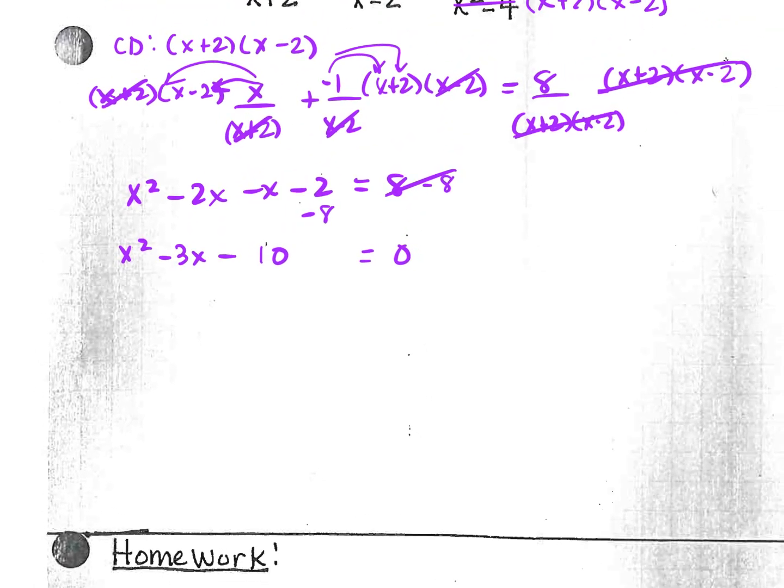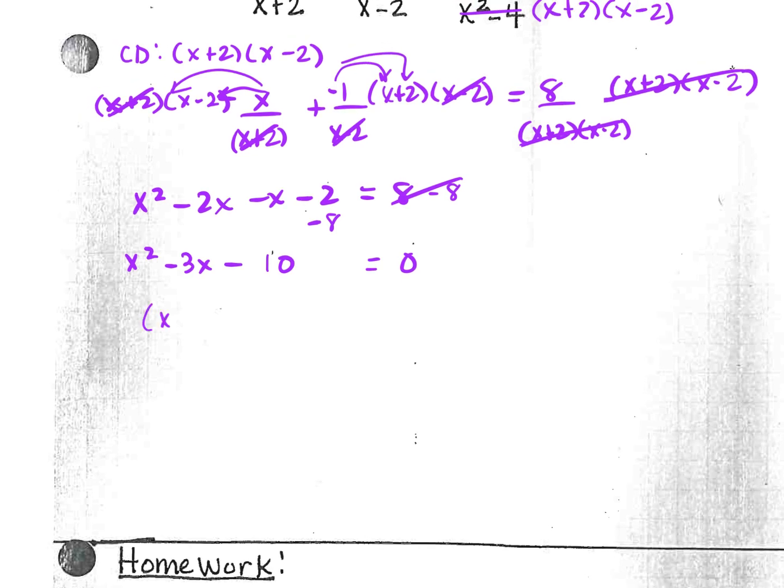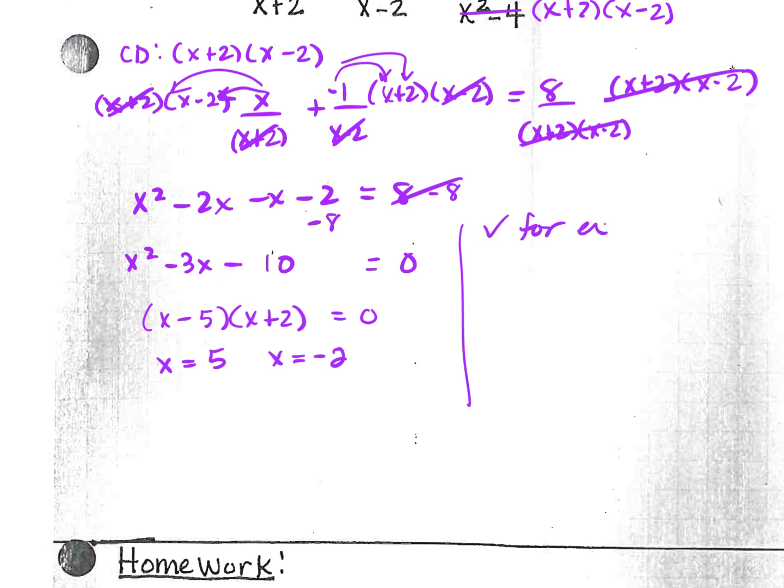Okay? Now I need to factor that. So that factors into x minus 5 and x plus 2. So x equals 5 and x equals -2. However, we need to check for extraneous. Extraneous solutions come from my common denominator, don't they? X cannot be -2. X cannot be 2. Uh-oh.